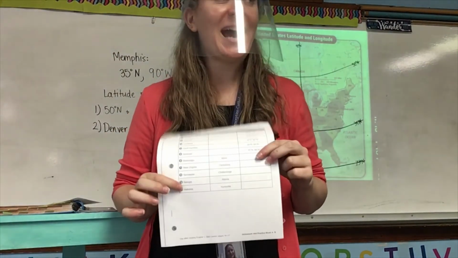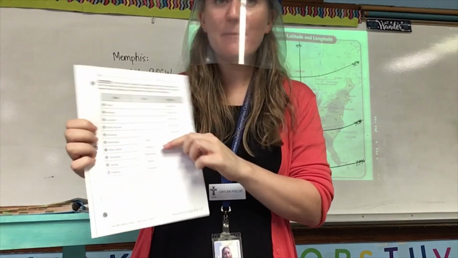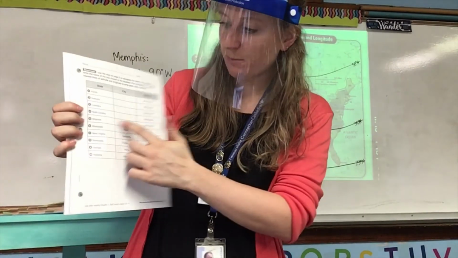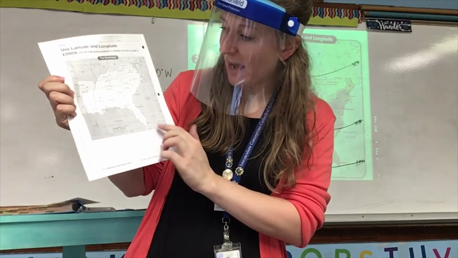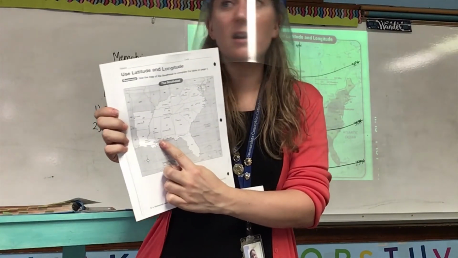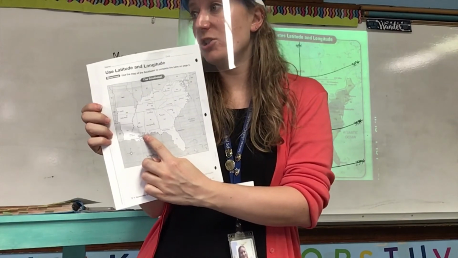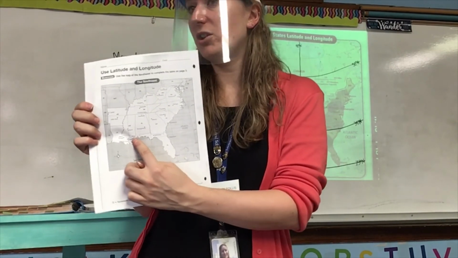Numbers 6 through 10 tell you the state and the city. So that means you're finding the location. So number 6 is Biloxi, Mississippi. So you're going to go back to your map. You're going to find Biloxi, Mississippi. Now there aren't any lines of latitude or longitude that run right through that city. So you have to find the ones that are closest.